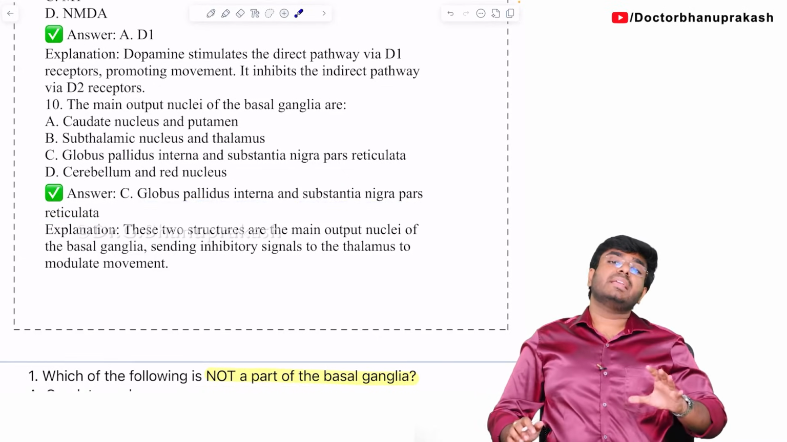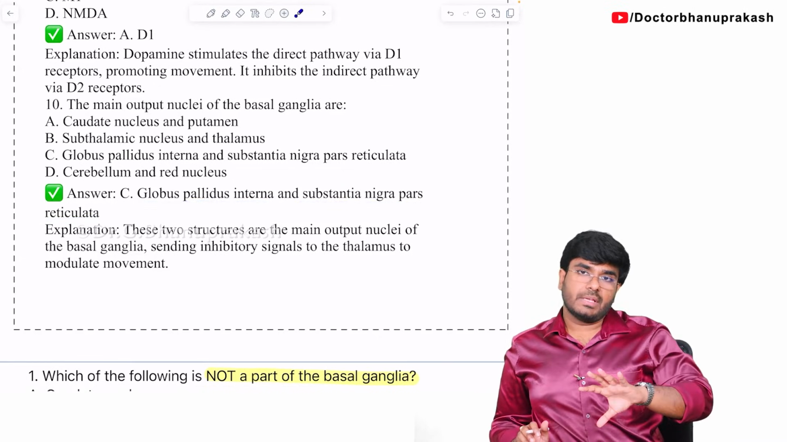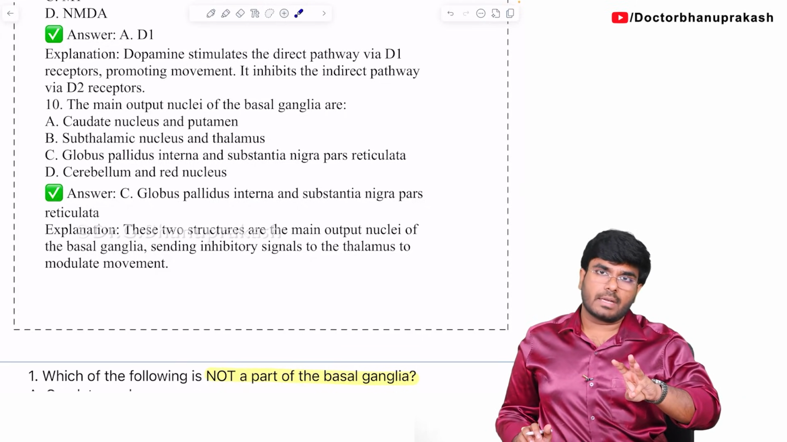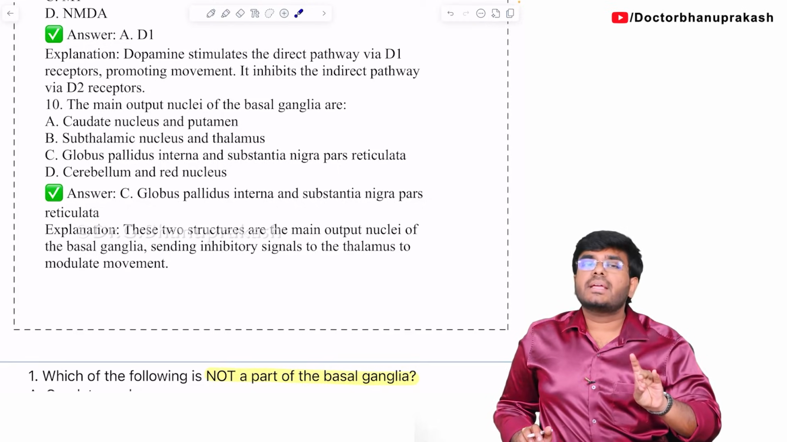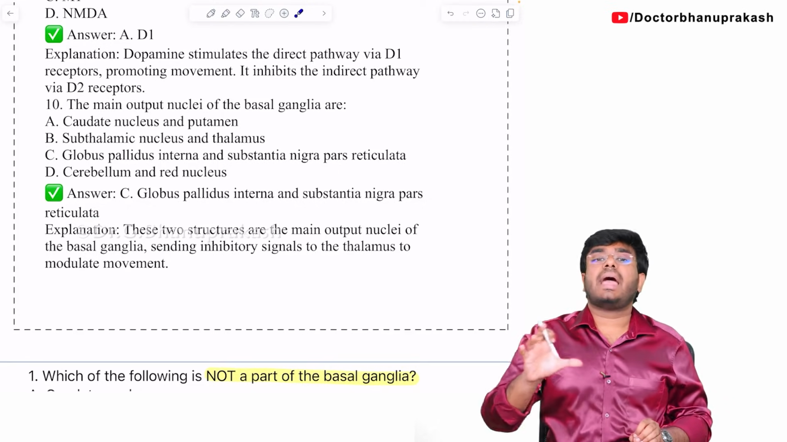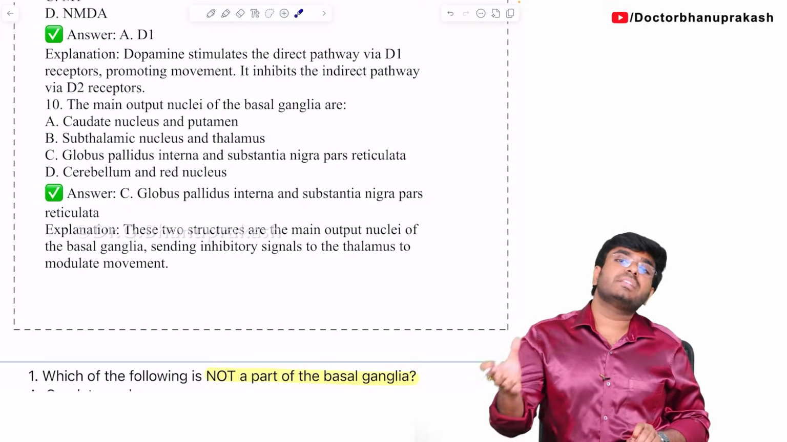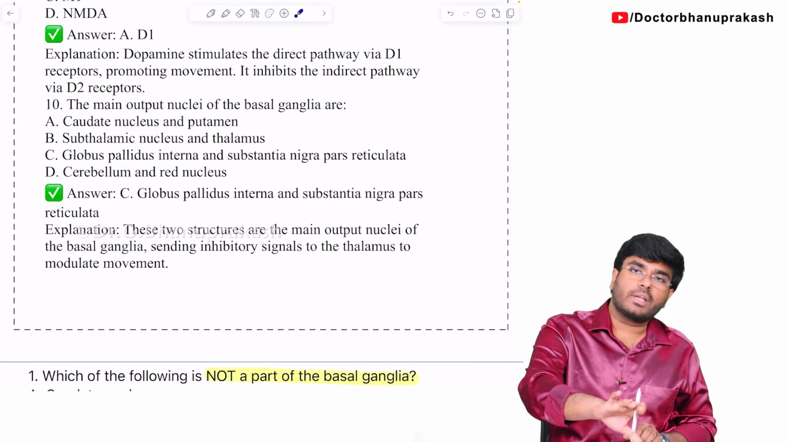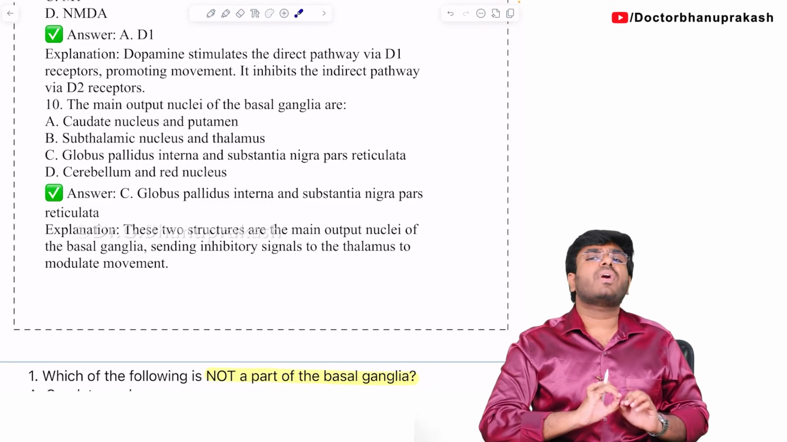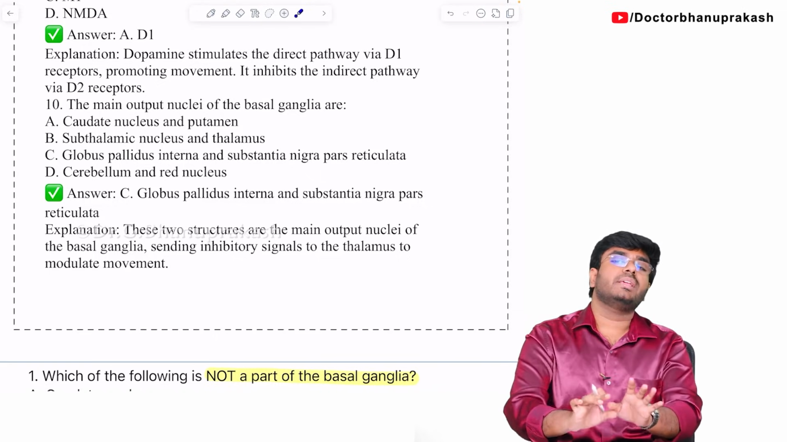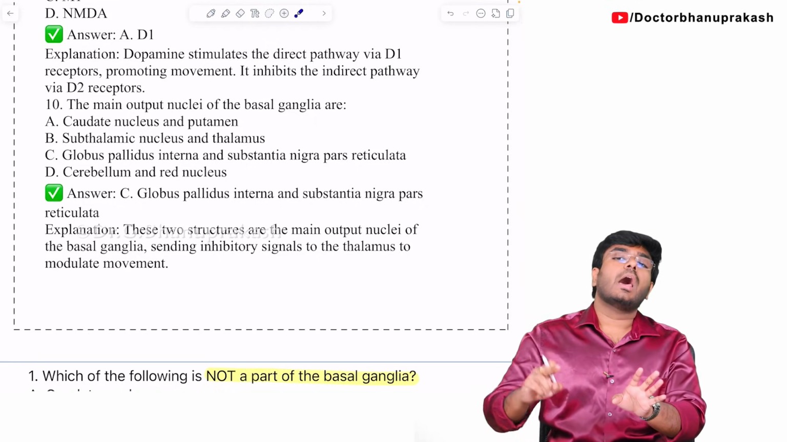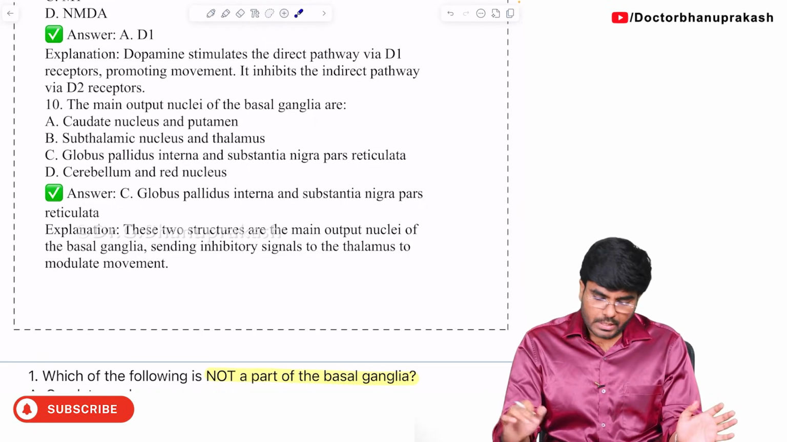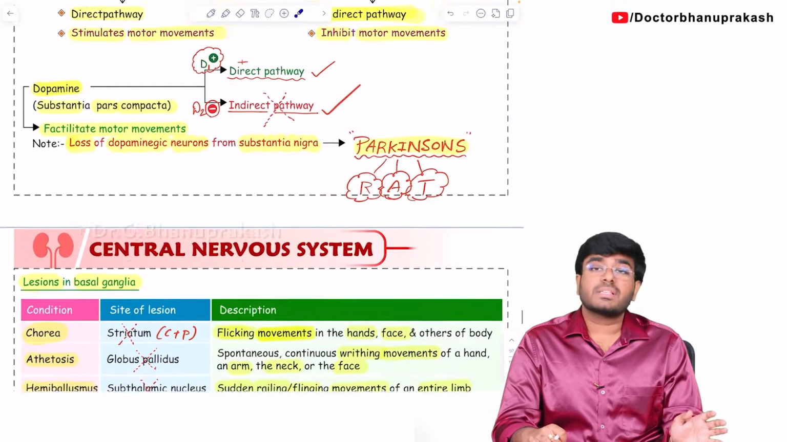I have told you, it is either the activation or inhibition of the globus pallidus interna and substantia nigra pars reticulata that is going to decide the activity of the thalamus, and the thalamus will decide the result at the cortex. The thalamus is going to determine either to activate the cortex or to inhibit the cortex. So the final output nuclei are always globus pallidus internus along with the substantia nigra pars reticulata. With this, the important topics about the basal ganglia are completed.